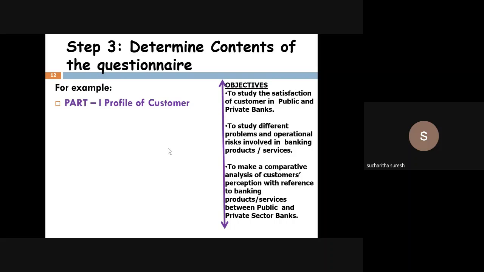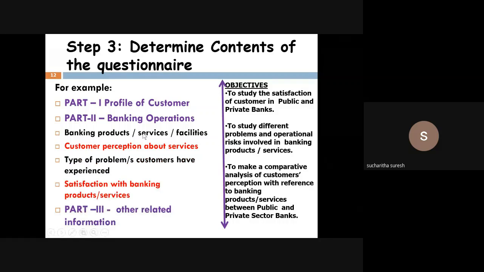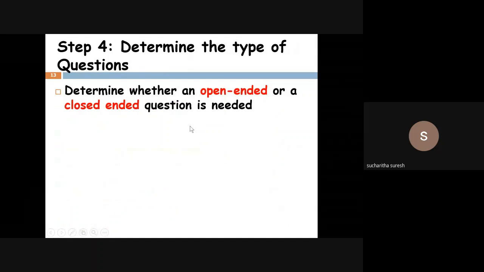For example, here, for this problem, whatever I have taken as objectives, part 1 is profile of the customer. Part 2 is banking operations. She has taken, see, her questionnaire consists of part 1, profile of the customer, part 2, banking operations, in which all these things have come. Part 3, other related information she asked. See, part 2, all these aspects regarding the objectives. Okay, so this is how it's been done.